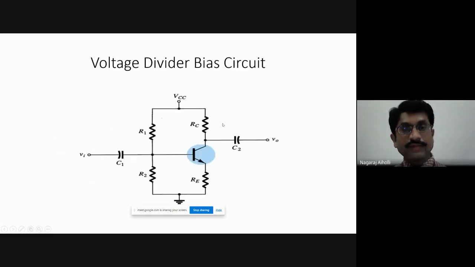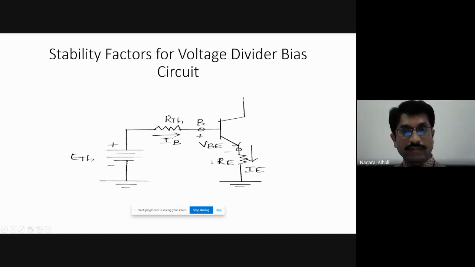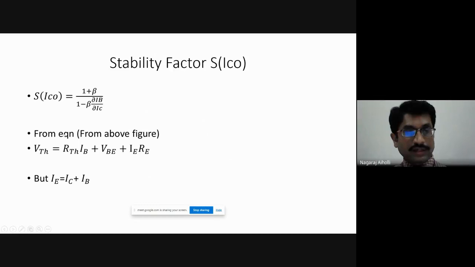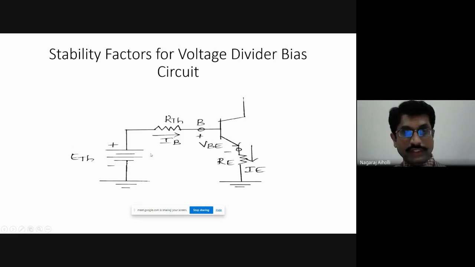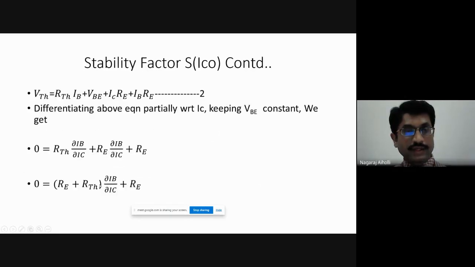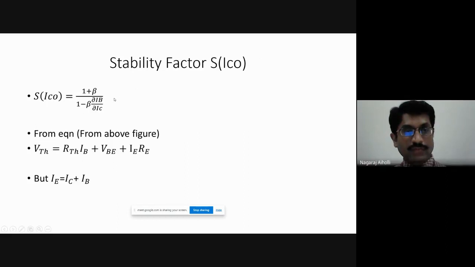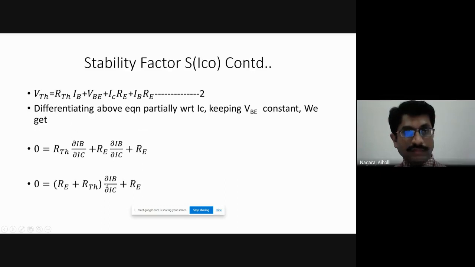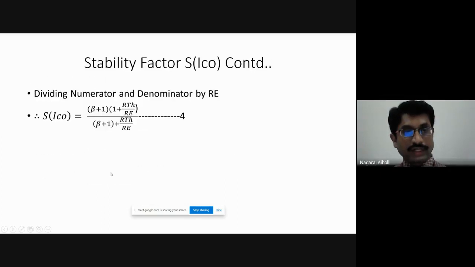Then later we discussed S of ICU for the voltage divider bias circuit. We started from the equation for the input section of the voltage divider bias circuit, and substituted I is IB plus IC. The fundamental equation is S of IC is equal to 1 plus beta divided by 1 plus beta into dou IB by dou IC. Then on further simplification, we finally got the equation for S of ICU as beta plus 1 into 1 plus RTH by Re, the whole divided by beta plus 1 plus RTH divided by Re.